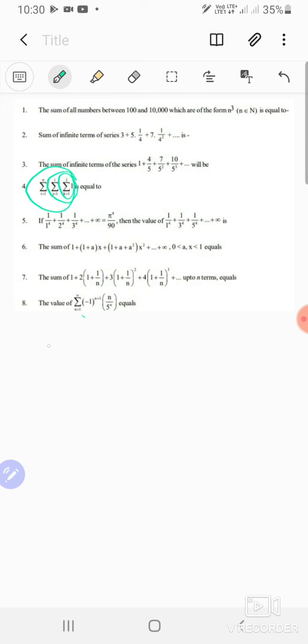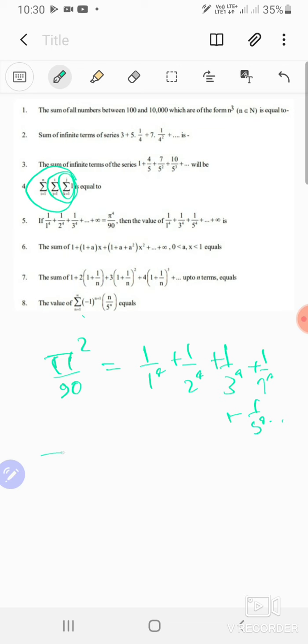Just don't call it anything. You have pi to the 4th by 90 given, so that's nice. So this is equal to 1 by 1 to the 4th plus 1 by 2 to the 4th plus 1 by 3 to the 4th plus 1 by 4 to the 4th plus 1 by 5 to the 4th, keeps going like that, which can be written as 1 by 1 to the 4th plus 1 by 3 to the 4th plus 1 by 5 to the 4th, keeps going like that, plus 1 by 2 to the 4th plus 1 by 4 to the 4th plus 1 by 6 to the 4th, keeps going like that.